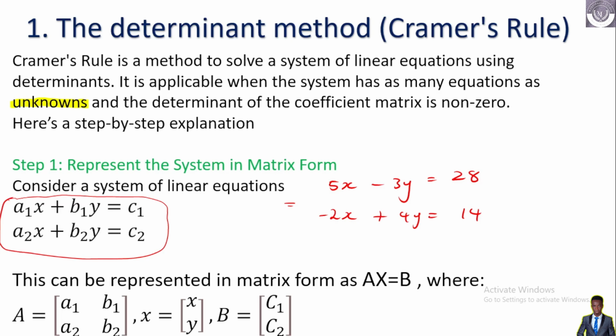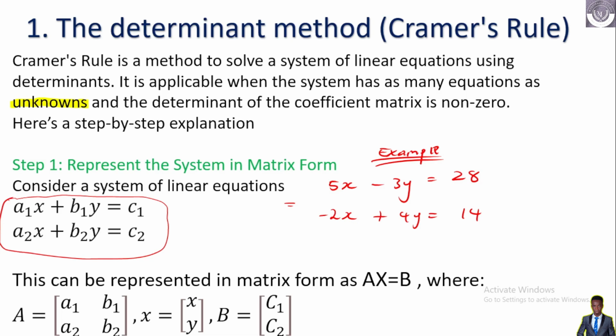So now we are to represent this system in matrix form. Remember, this is the system, and this is the example. If we are given this example and asked to solve these simultaneous equations using Cramer's rule, the first step is that we must represent them in matrix form, meaning we must put them in matrix form.